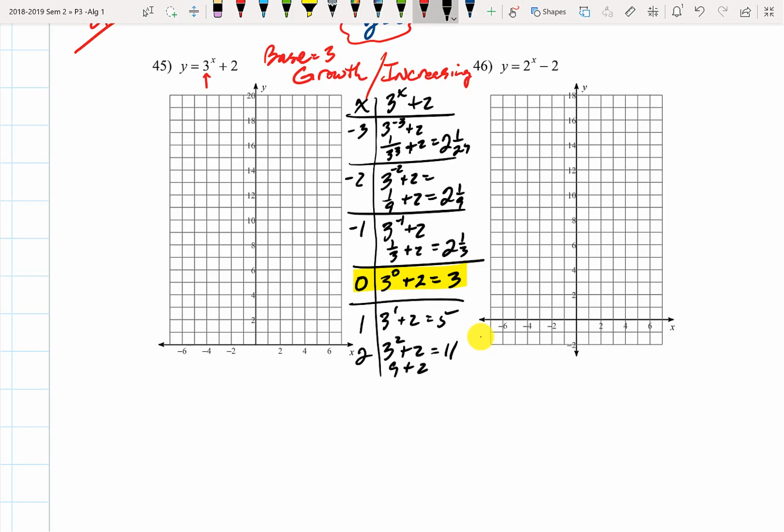Okay, so here we go. So left 3, up 2 and a little bit, right about here. And then left 2, up 2 and a little bit. And then left 1, up 2 and a third. And then up 3. Here's your y-intercept right here at 0, 3.